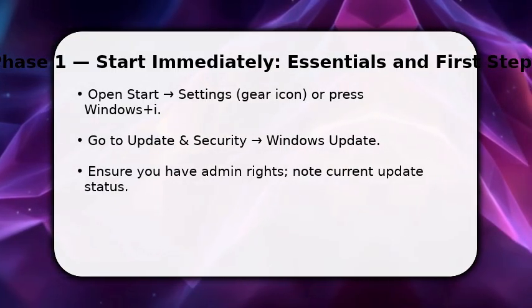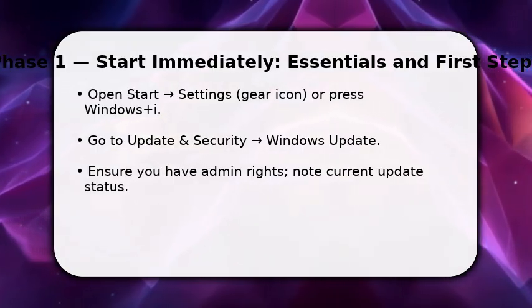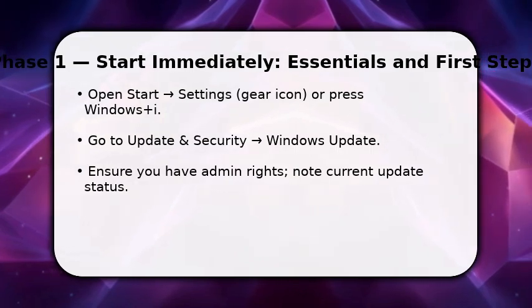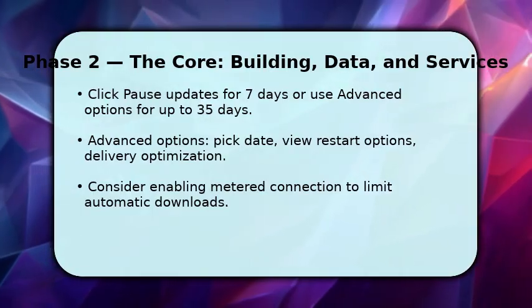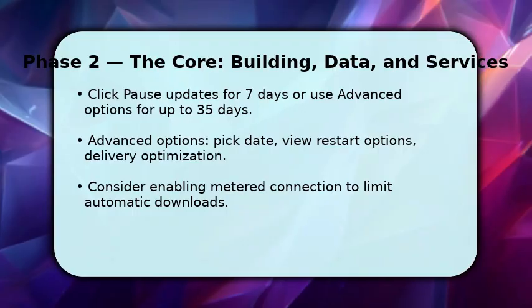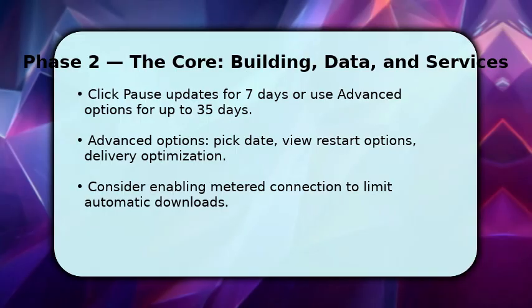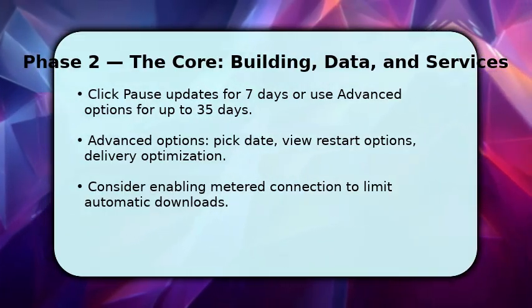Once done, move on to choosing how long to pause and where to configure advanced pause options. Now choose the pause length. Click Pause Updates for 7 days for a quick hold, or open Advanced Options to pick a specific date up to 35 days. In Advanced Options, you can also see Restart Scheduling and Delivery Optimization settings. Adjust those if large files are a concern.